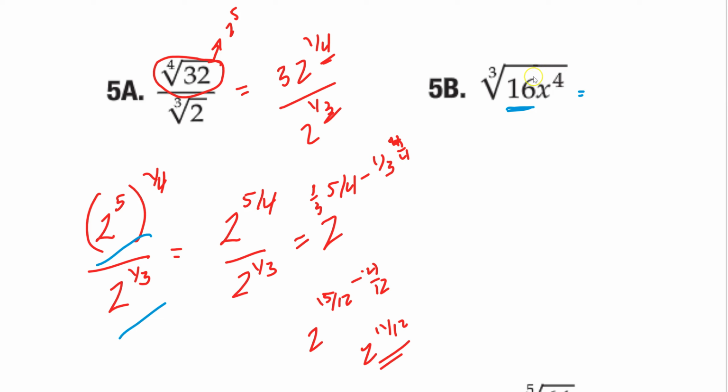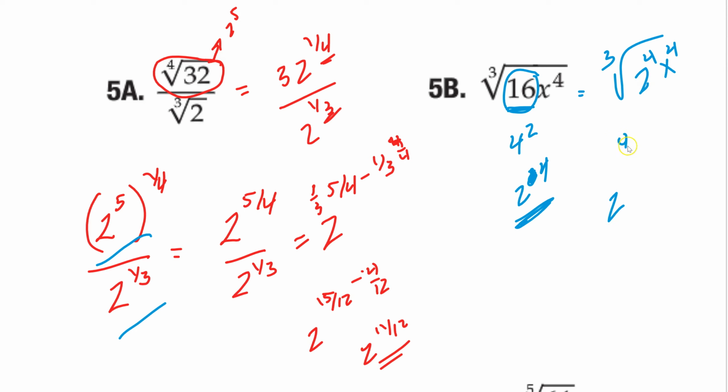So 16, can I write that a different way? Any powers that go to 16? There's a couple. I can write that as 4 squared or 2 to the 4th. Let's go with the 2 to the 4th one. So we're going to have the cube root of 2 to the 4th x to the 4th. Remember the way we do this? You divide the powers. 4 divided by 3 is 1 remainder 1. So I have 1, 2 on the outside, 1, 2 on the inside. Same thing with x to the 4th. 4 divided by 3 is 1 remainder 1. So 1 x on the outside, 1 x on the inside.